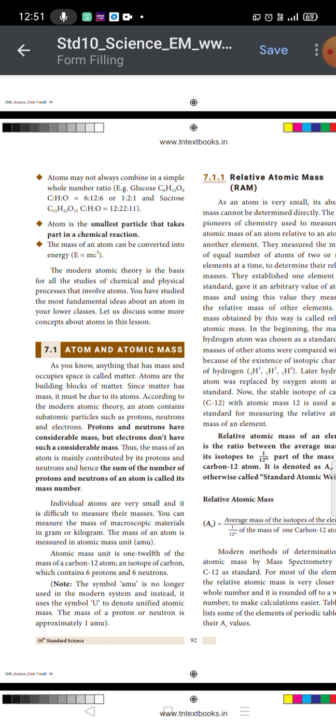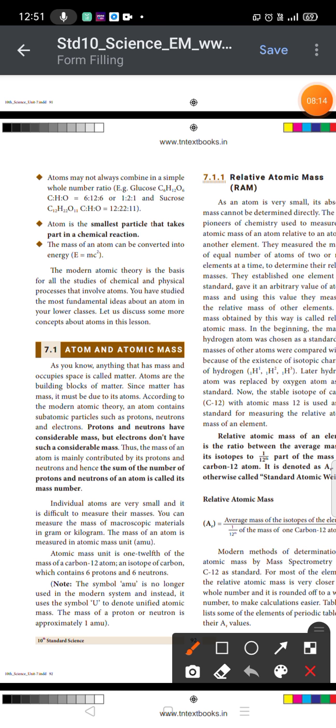Individual atoms are very small. It is difficult to measure their masses. You can measure the mass of macroscopic materials in gram or kilogram. The mass of an atom is measured in atomic mass unit, which is called AMU. What is AMU? 1/12 of the mass of a carbon 12 atom, an isotope of carbon which contains 6 protons and 6 neutrons. Carbon 12 atom, we can write it like this.